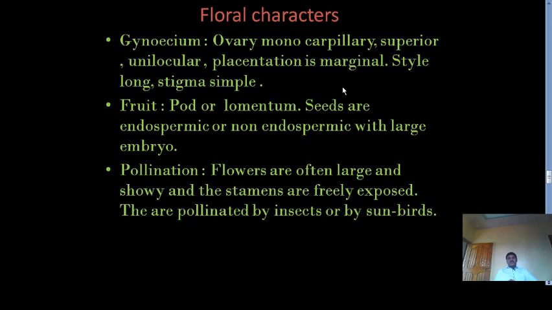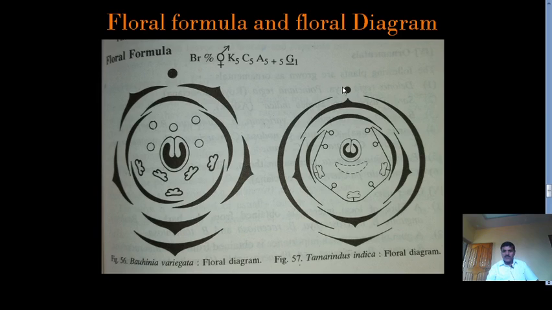Embryo is present. Now pollination, flowers are often large and showy, and the stamens are freely exposed. They are pollinated by insects or by some birds. With the help of birds, the pollination takes place. This is a floral formula and floral diagram of the family.